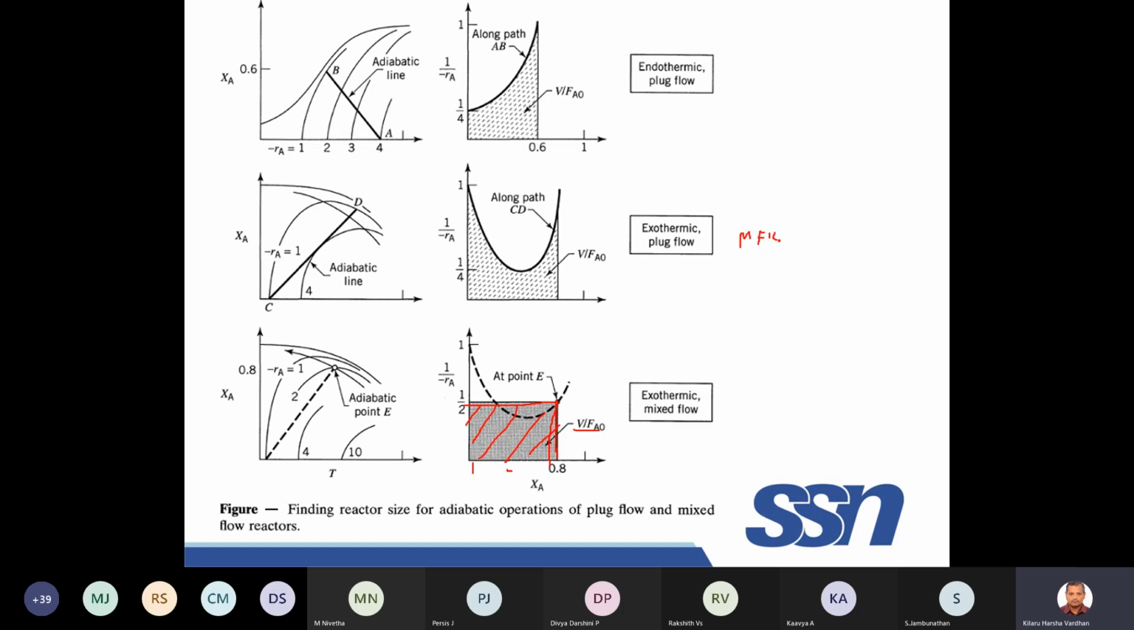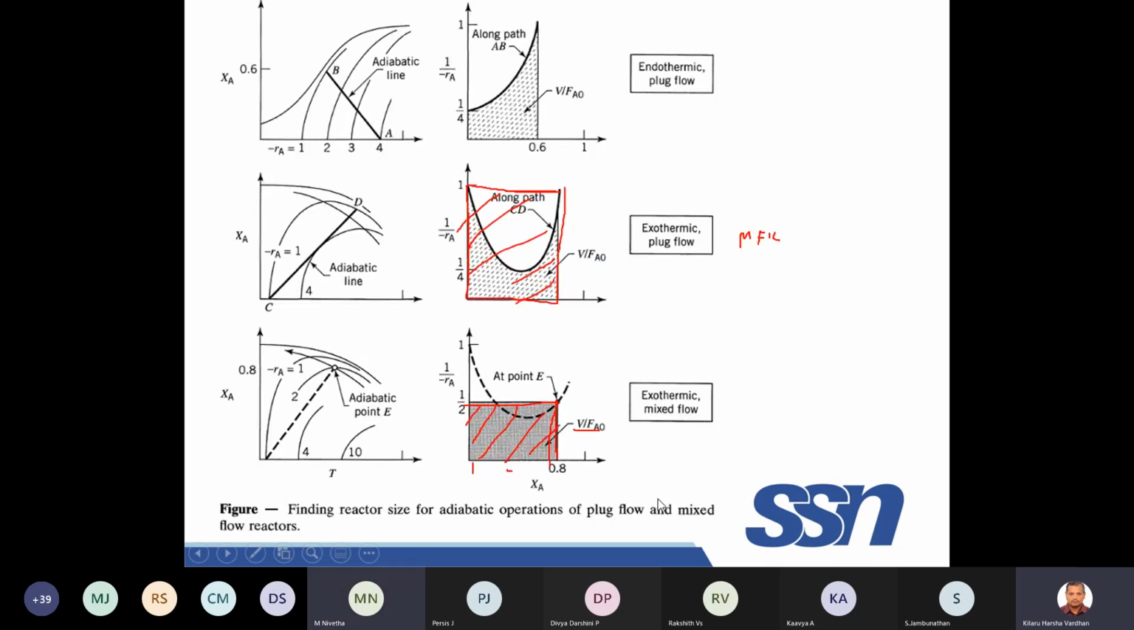For a plug flow, you calculated the area under the curve. So for this same conversion, you draw a rectangle here. So this entire rectangle will be equal to the area, or V by F naught, for the MFR. The area under the curve will be equal to the volume of the PFR. Any doubt? Did I clear your doubt?